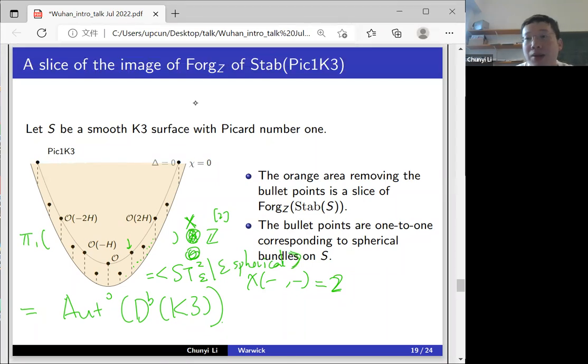And in particular, all of the spherical twists, the double of the spherical twist, have no relation with each other. They're completely free, right? This is a rushed explanation for the story of K3.